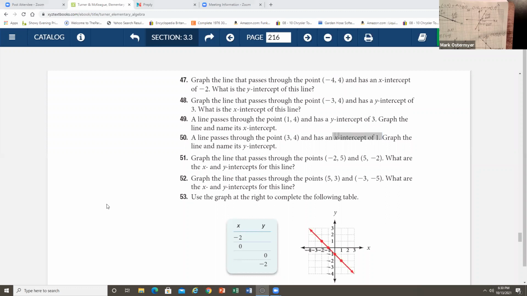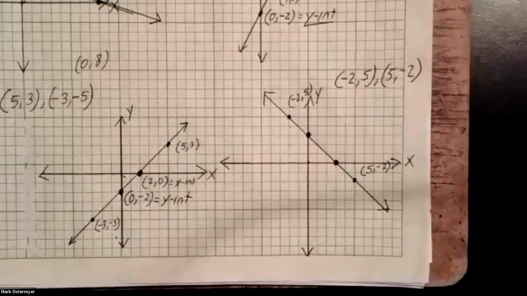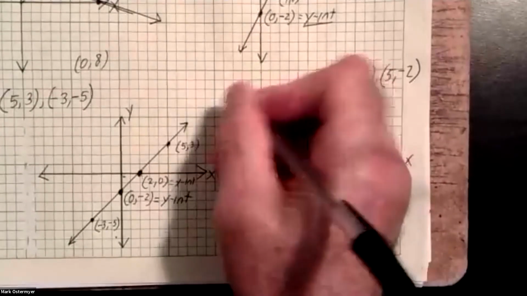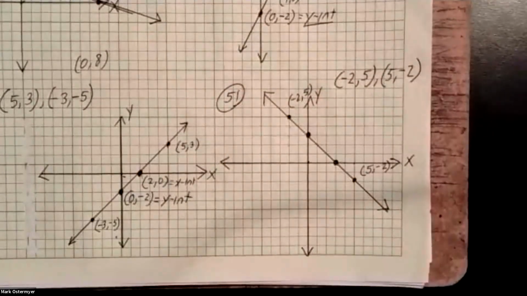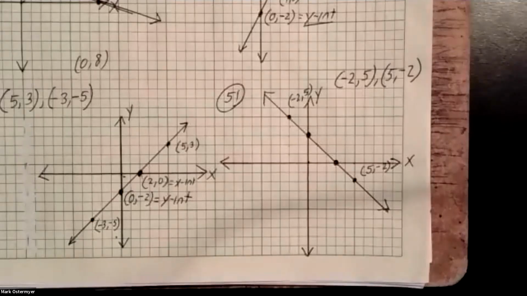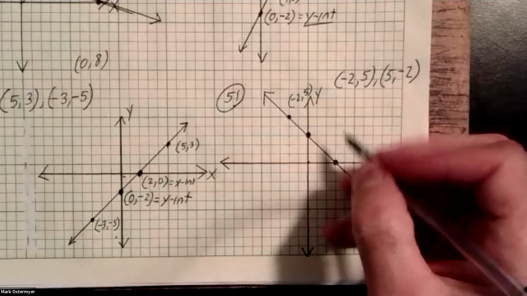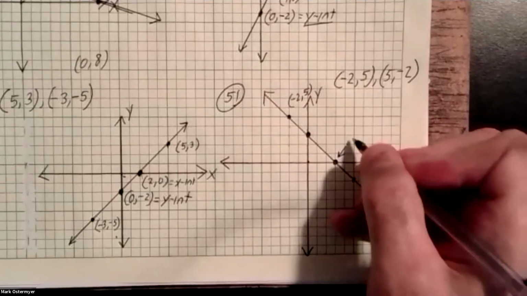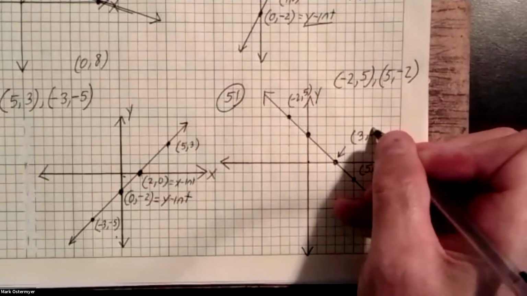Anybody need more time? All right, anybody get the x-intercept? What does it appear the x-intercept would be? Is it 0, 3 or 3, 0? 3, 0. Right. Yeah, you've got to get the order correct. That's your x-intercept. That's 3, 0.